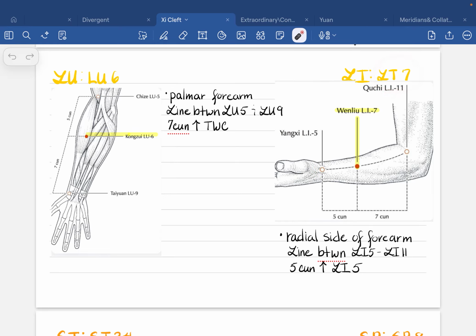Now, LI7 is the cleft point for the LI. It's on the radial side of the forearm. Radial, I remember by associating it with the thumb. It's in the line between LI5 and LI11, around the transverse wrist crease area. LI5, LI11, it's in this trajectory. It's 5 cun from LI5. So it's 5 cun.